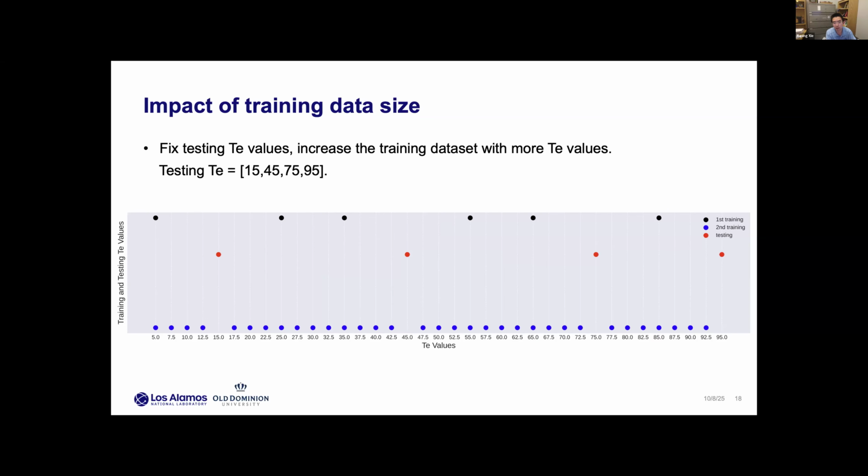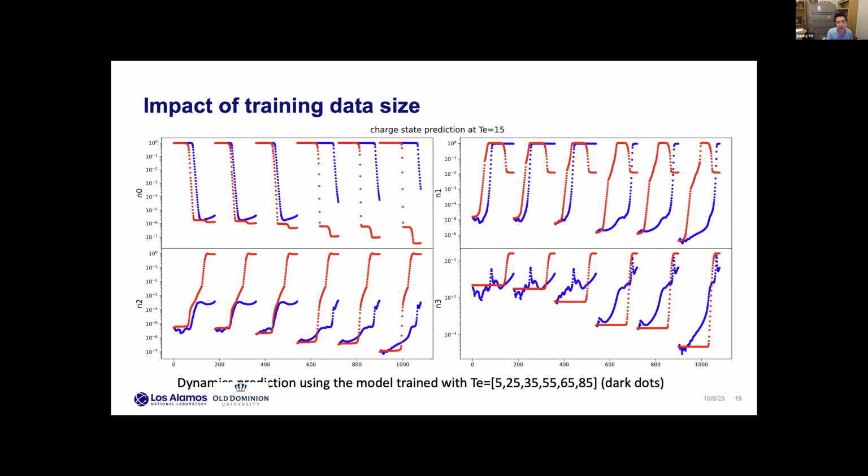So during our first training, we selected some small temperature values in our training data set. And during our second attempt, we used all the temperature values in the training data set. The results tell us that if we do not feed enough data, the prediction is not good, so the model cannot actually capture the dynamics.